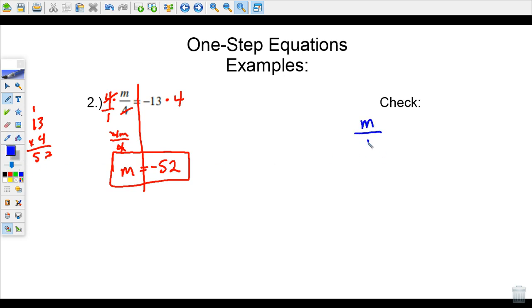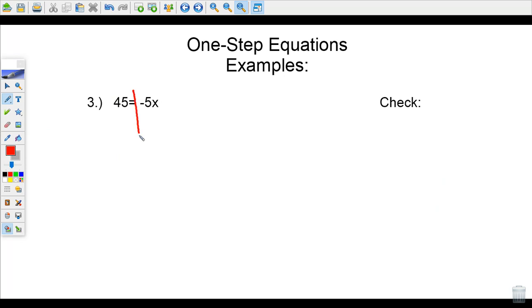Now let's check it. So m over 4 equals negative 13. For m, I'm plugging in negative 52. So I'm going to rewrite this as negative 52 over 4 equals negative 13. Negative 52 divided by 4 is what this fraction means. So I'm thinking 4 times what gives me 52? Well, it was 13, right? And this is a negative divided by a positive. So I know my answer is going to be negative 13. Drop down the other negative 13. Shows that they're equal. That verifies that m equals negative 52.